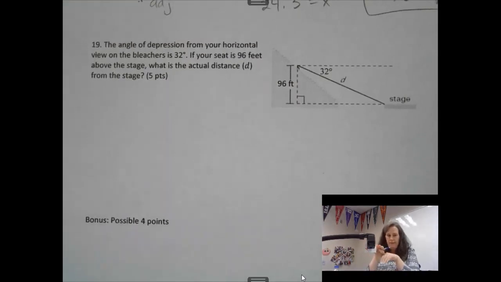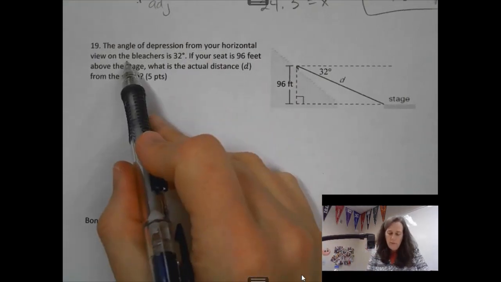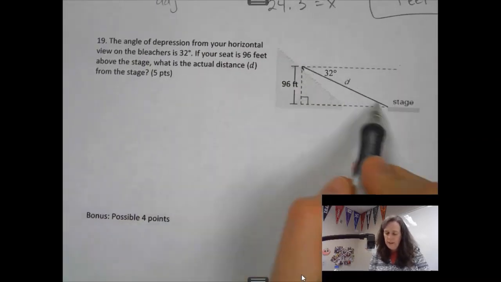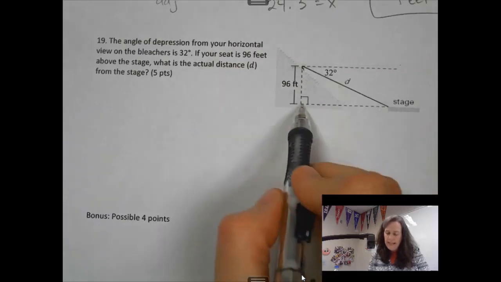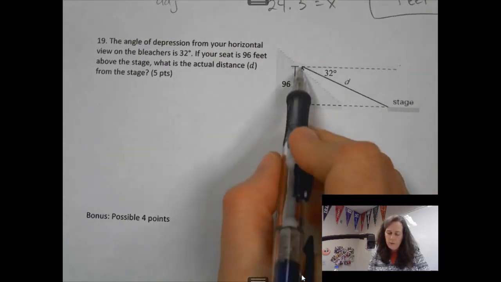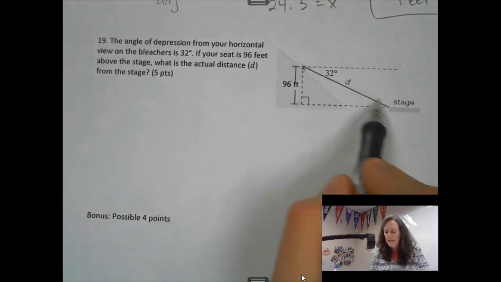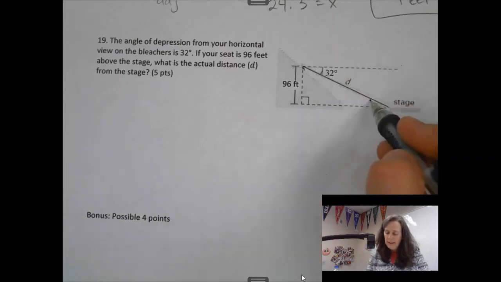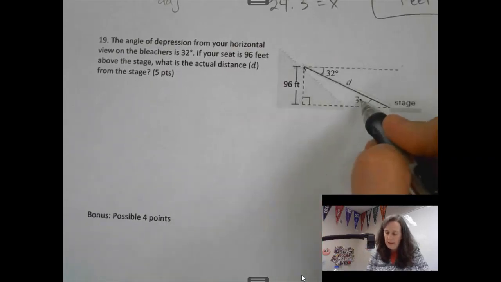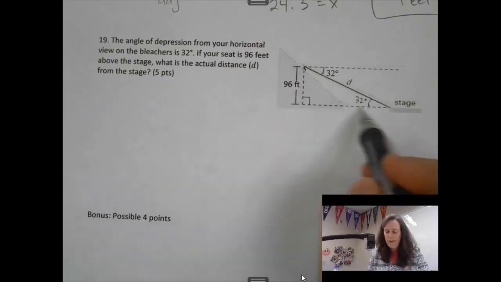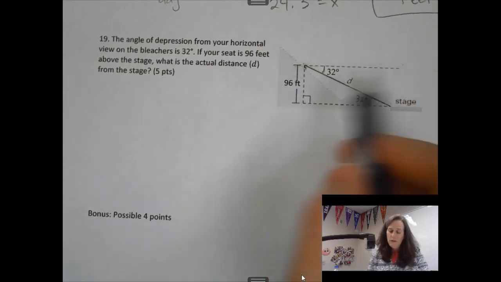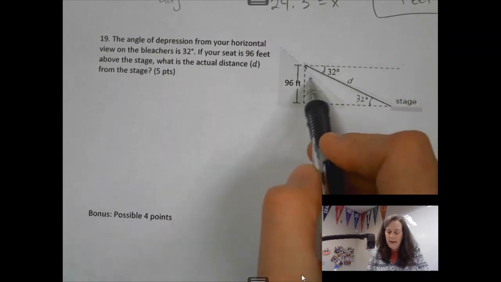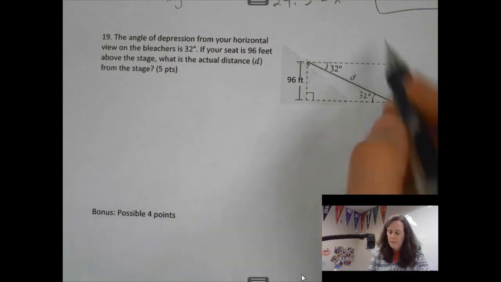So we're looking down now. From your horizontal view on the bleachers, here's the horizontal line, is 32 degrees. If your seat is 96 feet above the stage, what is the actual distance? So the hypotenuse of that triangle. So do remember that alternate interior angles are congruent, that means this is also 32 degrees. If we want to use this triangle, that helps us. You could also say, well, this is a 90-degree angle, subtract 33, and what do you have here? You could do that. Both ways work.